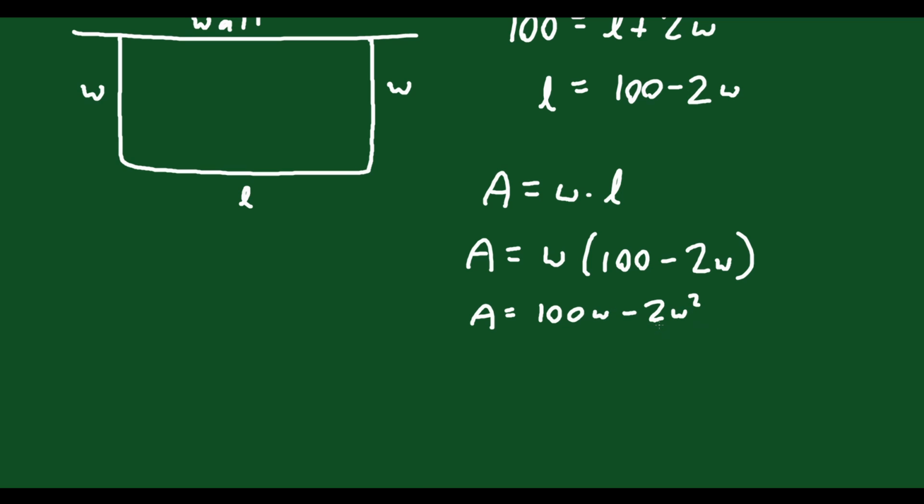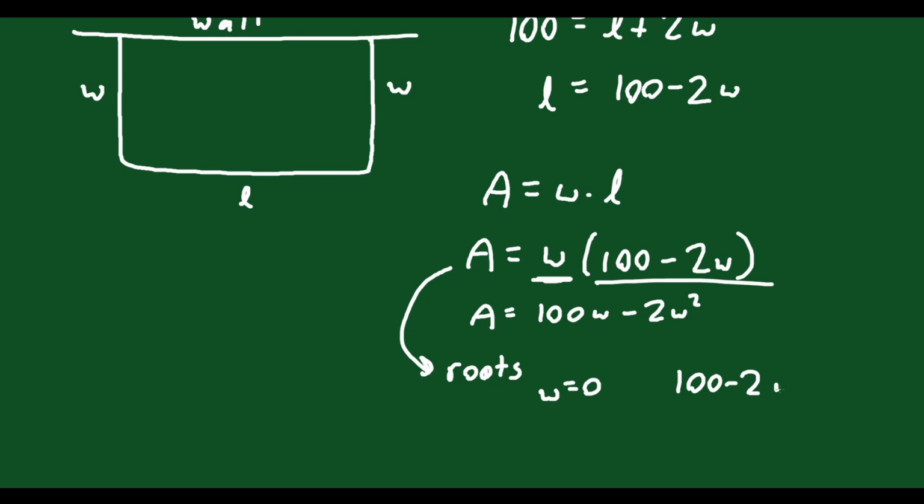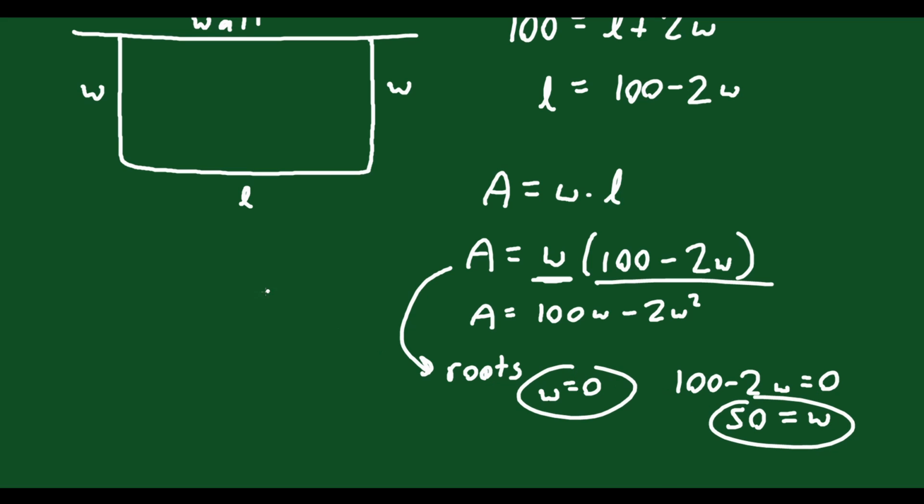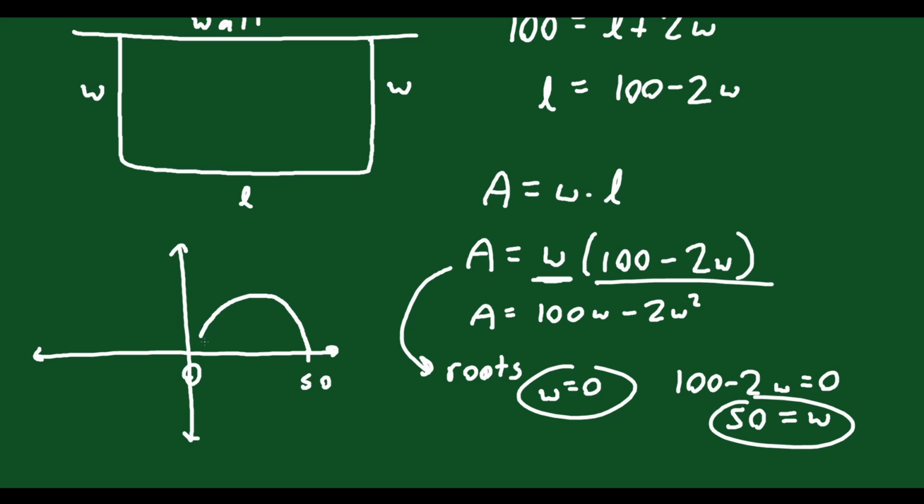That's a quadratic function. So what are the roots of this function? Right, what are the roots? Well, you just set this to 0 and this to 0, and you solve for W, right? So either W equals 0 or 100 minus 2W equals 0. If you solve for W in this case, you're going to get 50 equals W. So those are your 2 roots, right? 0 and 50. So if you have a little sketch like this, at 0 and at 50, that's what your function is going to look like.